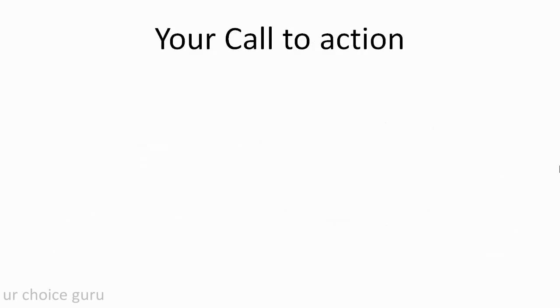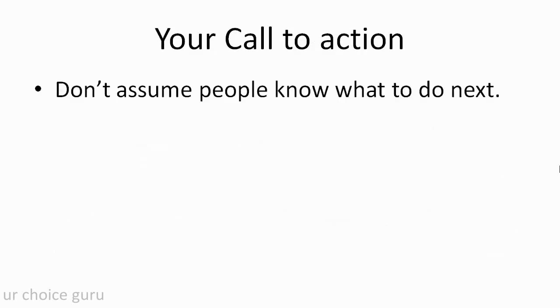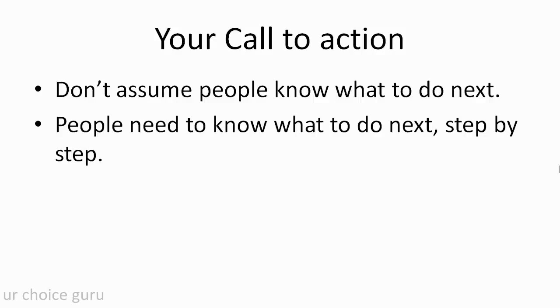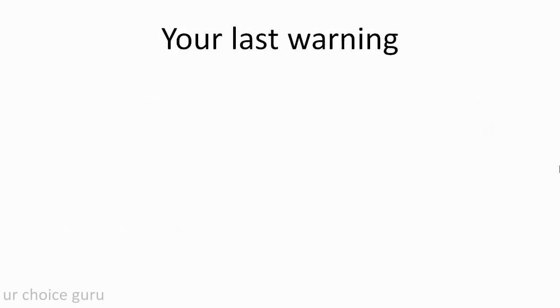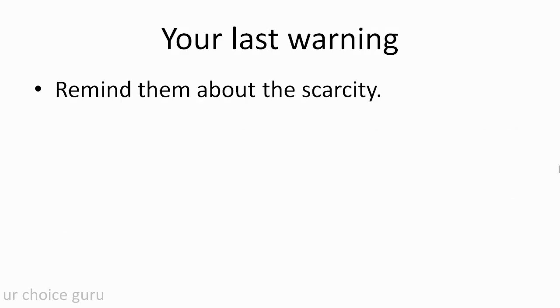Then, of course, the next thing is your call to action. Don't assume that people know what to do next. By assuming that, you can actually lower your conversion rate. Because people, even though they might know, they need you to tell them. So people need to know exactly what to do next, step by step, exactly in specifics, and also give them a forecast of what is to come and try to be as transparent as possible. Don't tell them every single thing, but tell them a little bit to build curiosity and so forth. And then, of course, give your last warning, which is reminding them about the scarcity.